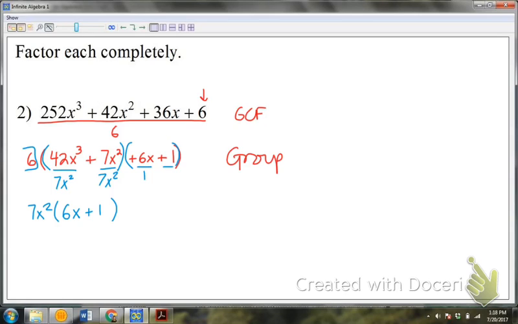Okay, so when we can't divide anything out, we can always divide out a 1, and you have to divide out a 1, otherwise this process isn't going to work. You're going to be missing a term. So we're going to divide a 1 out. If we divide it out, it goes to the front. It doesn't change anything. We still have 6x plus 1 inside.